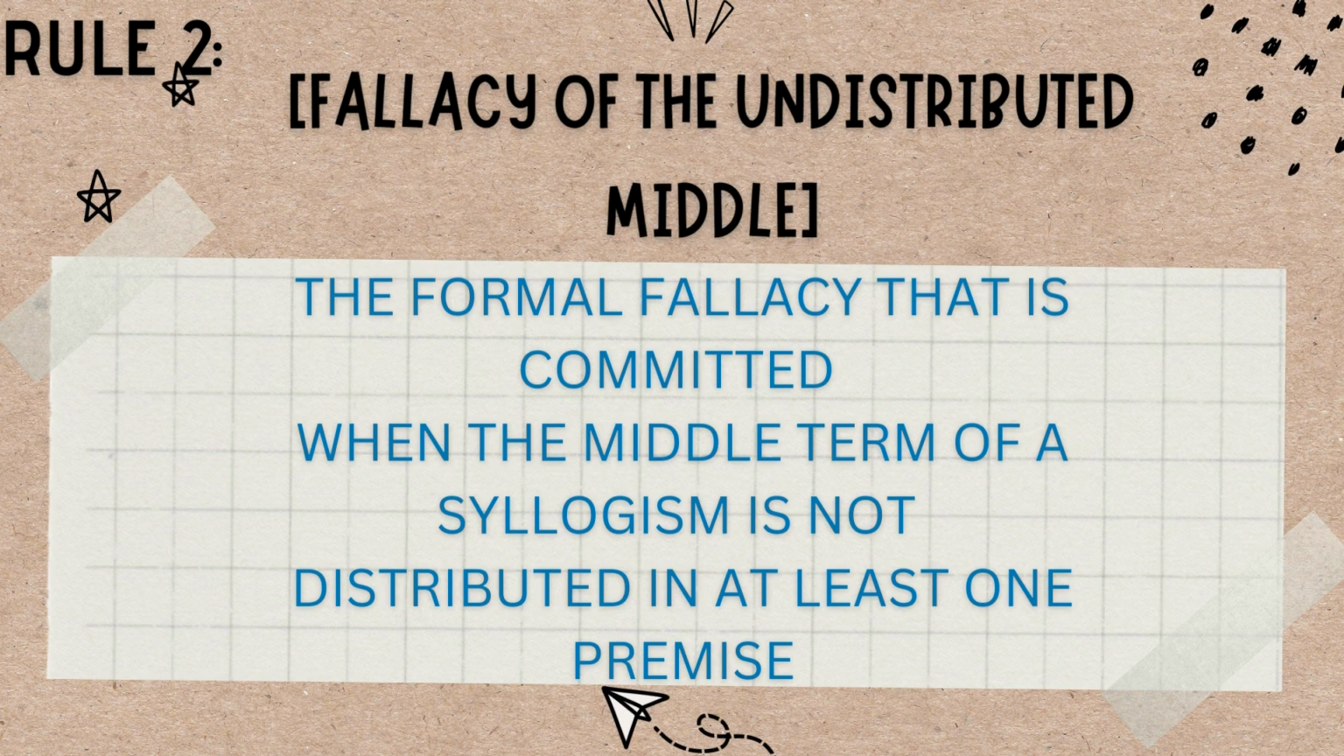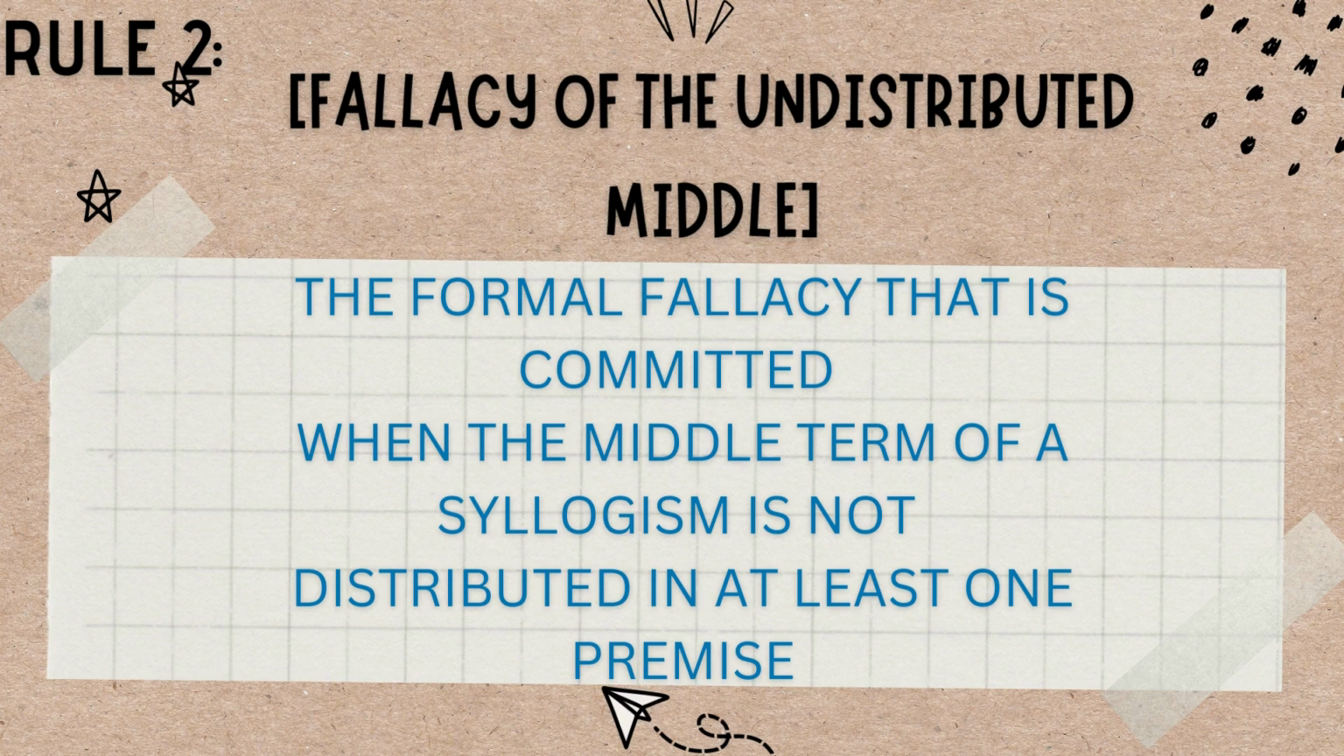Rule two is the fallacy of the undistributed middle. Guys, what is meant by undistributed? We have seen distributed and undistributed in the distribution of terms in categorical propositions, right? So let's recall it again. What is meant by distributed? Distributed means it must include all the things or members in that class. Undistributed means it does not indicate all of them in that class.